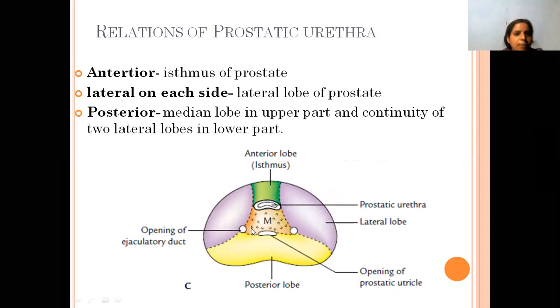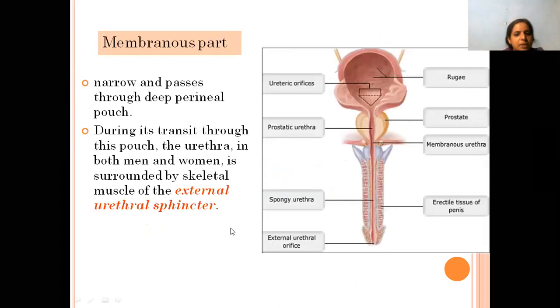Now based on the prostatic urethra, you can also name the lobes of the prostate. Anterior to this prostatic urethra, you call it the anterior lobe. Behind we have the posterior lobe. In the center we have the median lobe. On either side we have the lateral lobes. These are the lobes of the prostate.